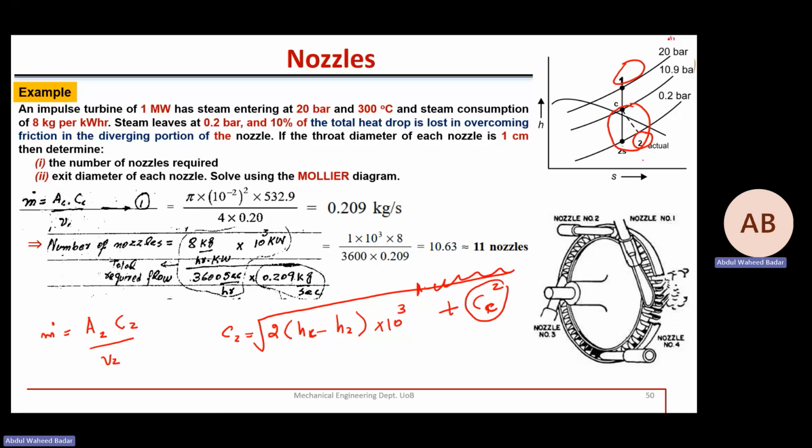HC minus H2 plus C1 square, which will be CC square. It was inside the root? Yes, inside. Okay, so then this will be the equation. Try it at home. Otherwise, just keep it simple: H1 minus H2, C1 is negligible.